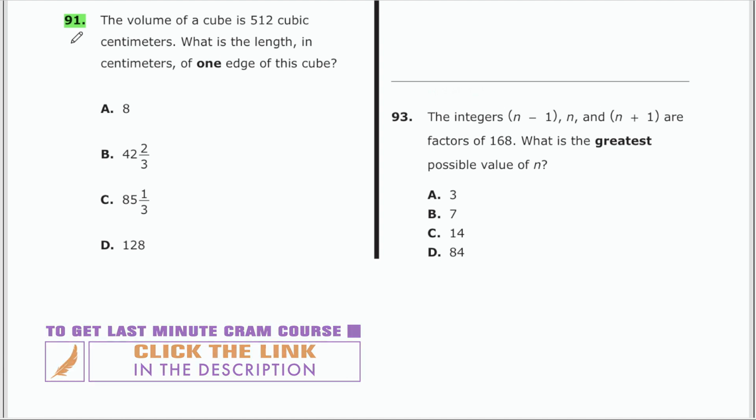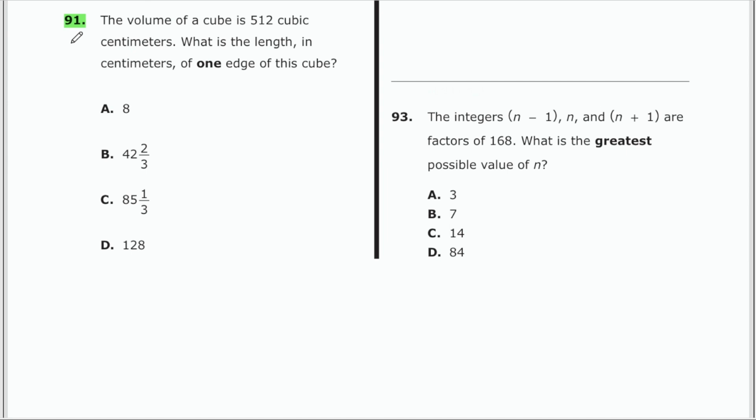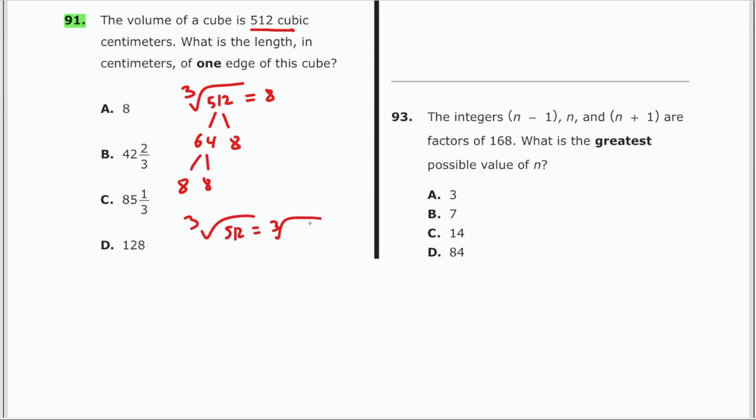I just know my extended exponential table, right? So I know that since the cube is 512 cubic centimeters, if you take the cubic root of 512, we are going to get 8. Why is that the case? Because 512 is equal to 64 multiplied by 8, and 64 in turn is equal to 8 times 8. So the cubic root of 512 is equal to the cubic root of 8 times 8 times 8, which is equal to 8, and the answer is A.